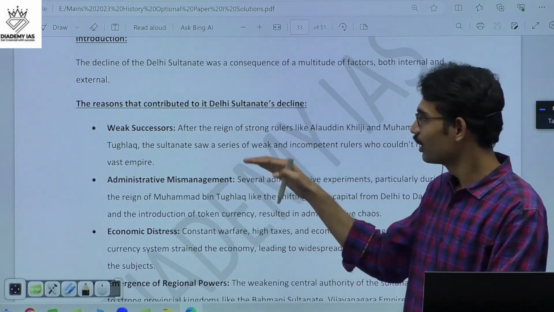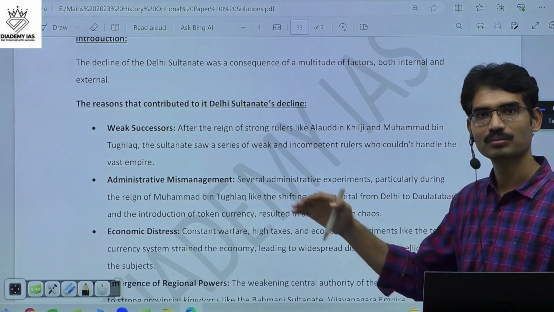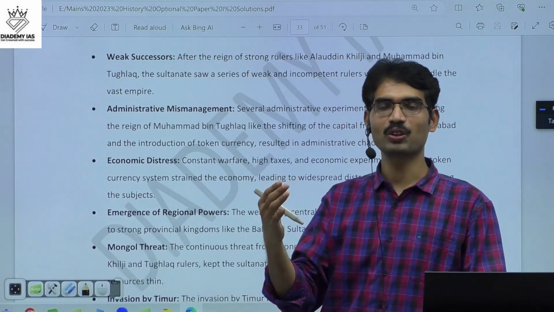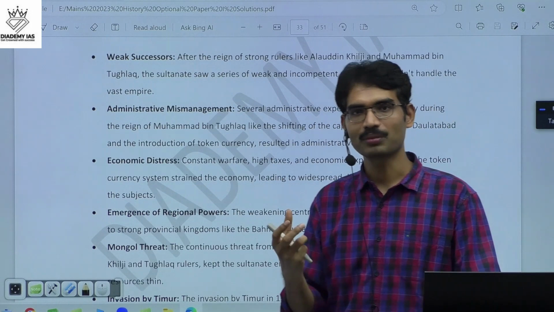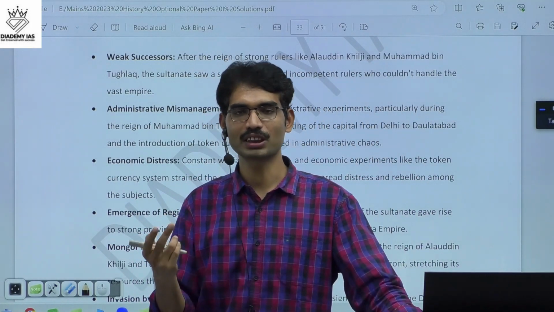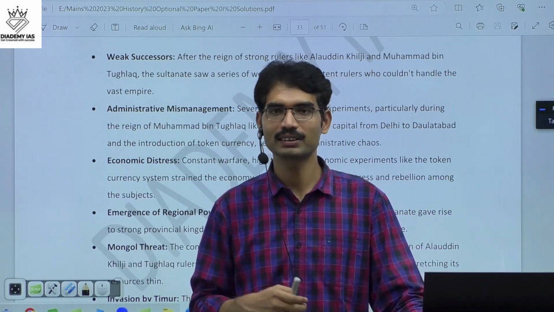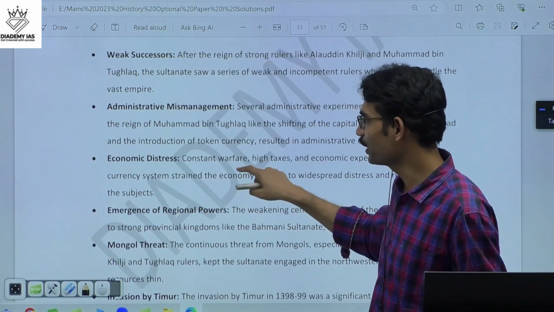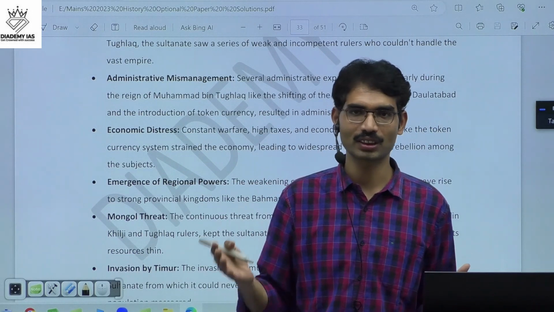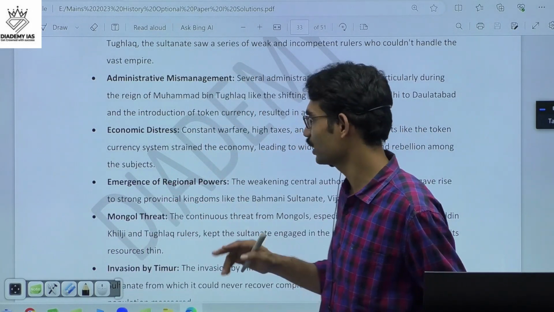So likewise, weak successors. Administrative mismanagement. When it comes to administrative mismanagement, by the time Firoz Shah Tughlaq comes, the Ikta system even became hereditary. When it becomes hereditary, even inefficient people try to stay in the administration and they cannot effectively manage it. Economic distress. When the economy is not strong, it will have an impact on taxation, and when taxation is poor, it affects security. Disintegration takes place.